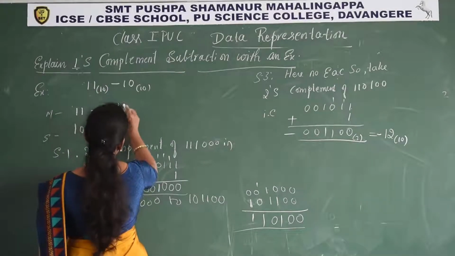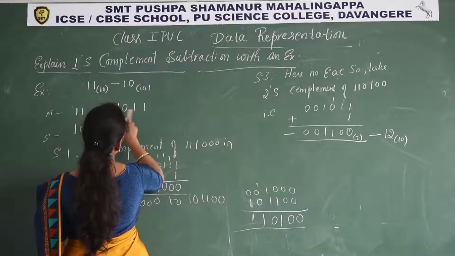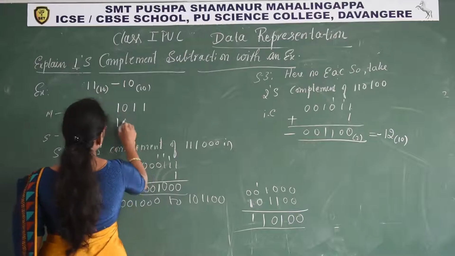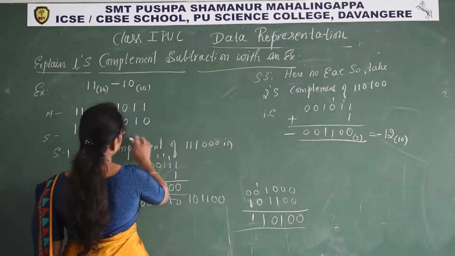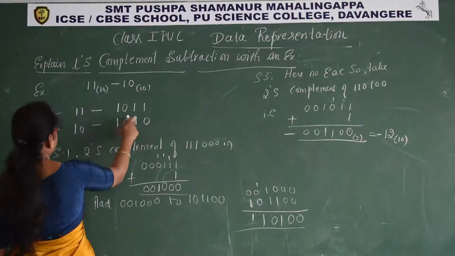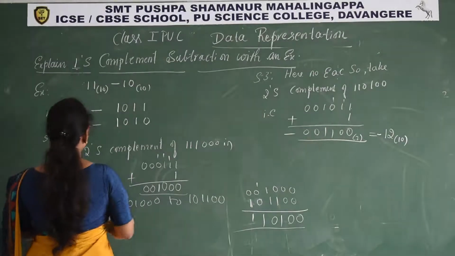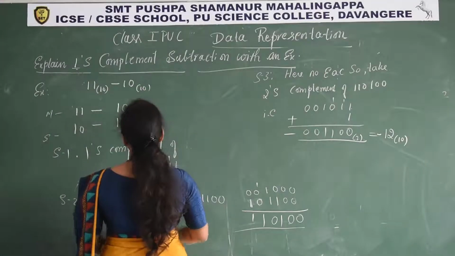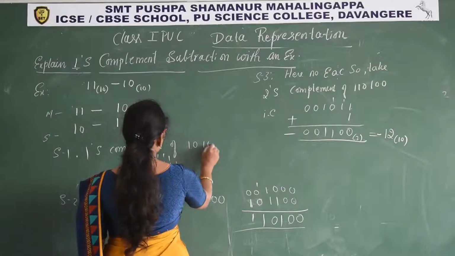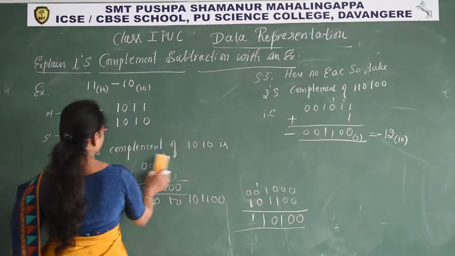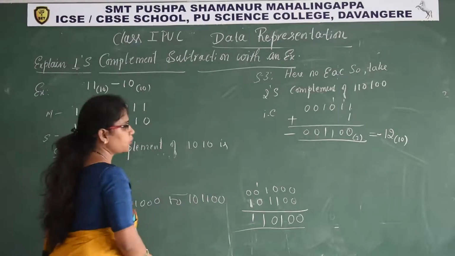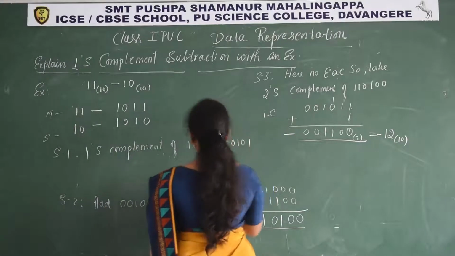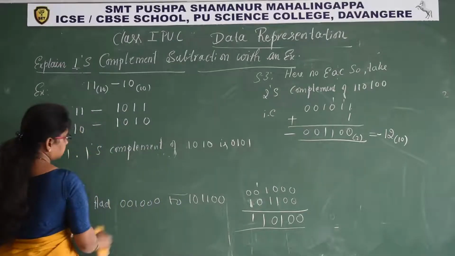8, 0, 1, 1, means 8 plus 2 is 10, plus 1, 11. Here, 8, 4, 2, 1: under 8 there is a bit 1 and 2 also. Now, 1's complement of 10 is very simple: all zeros are replaced by 1 and all ones are replaced by 0. So it is 0, 1, 0, 1.